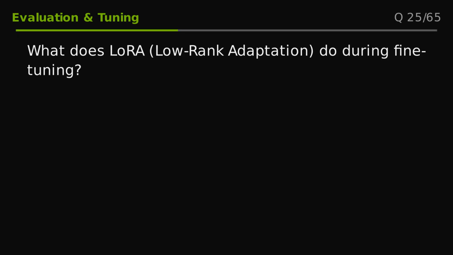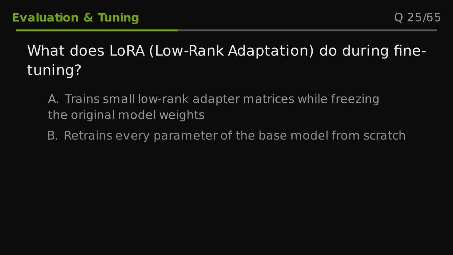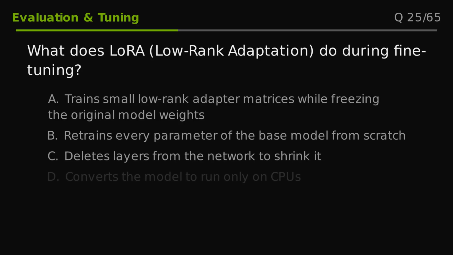Question 25. What does LoRA, low-rank adaptation, do during fine-tuning? Option A. Trains small low-rank adapter matrices while freezing the original model weights. Option B. Retrains every parameter of the base model from scratch. Option C. Deletes layers from the network to shrink it. Option D. Converts the model to run only on CPUs.